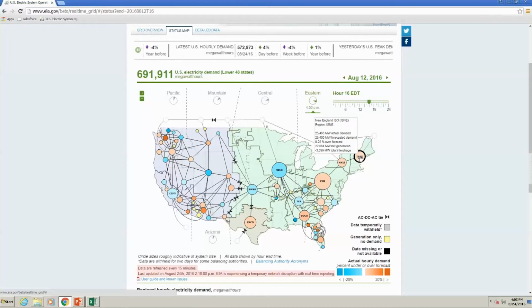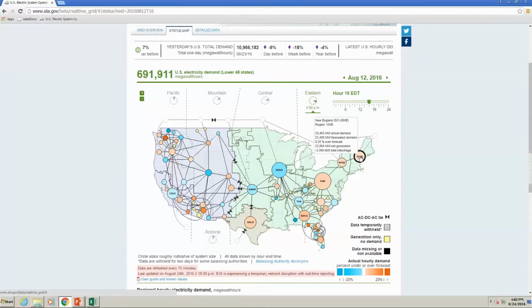So to answer the question, we want to start with the interchange, and that's the number at the bottom, and it says negative 3,399. The negative indicates that the power is flowing into the New England system. If it was positive, it would be flowing out of the New England system. So that's how much is coming in from the outside.